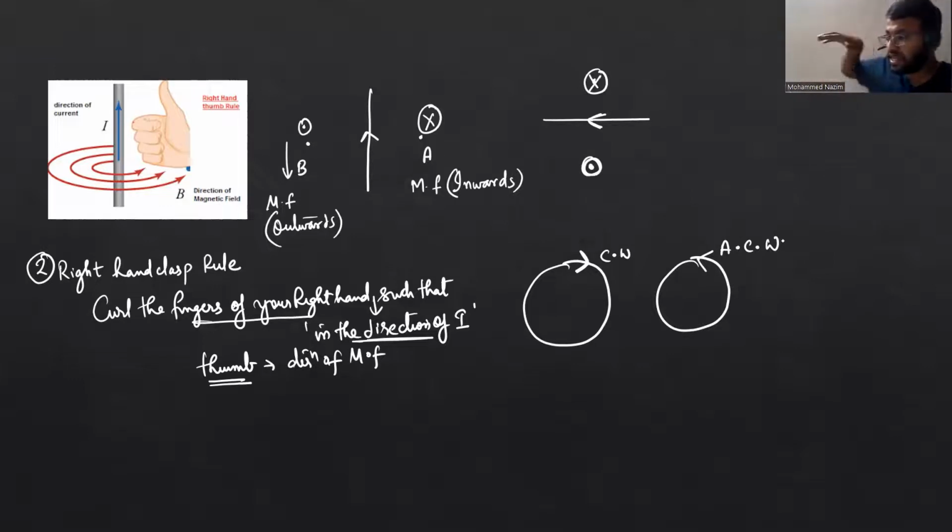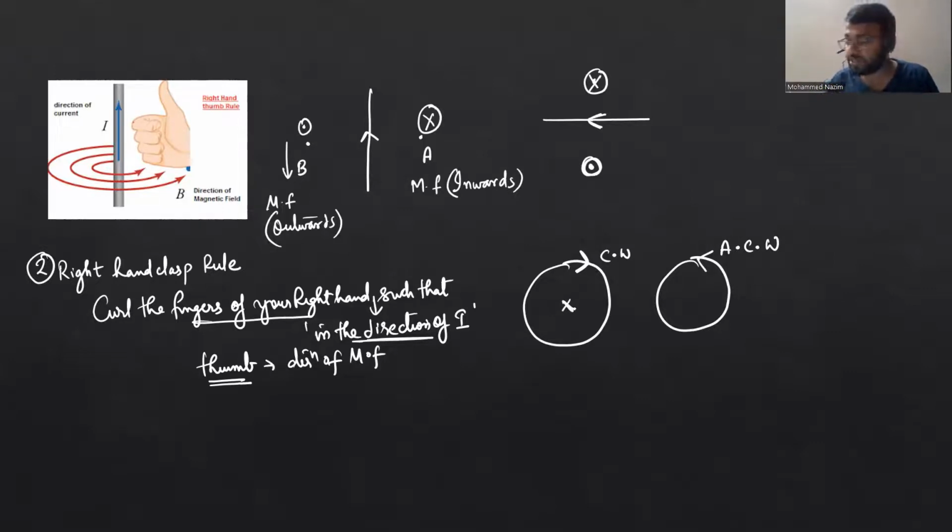So in the first case, the encircled fingers should be in the direction of the current. Curl your fingers in the direction of the current. The thumb is pointing the direction of magnetic field. So in the first case, when the current is in the clockwise direction, the thumb is in the inward direction. Therefore, magnetic field will be inward.